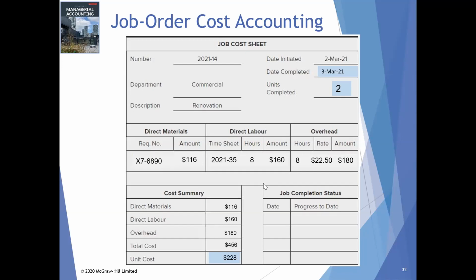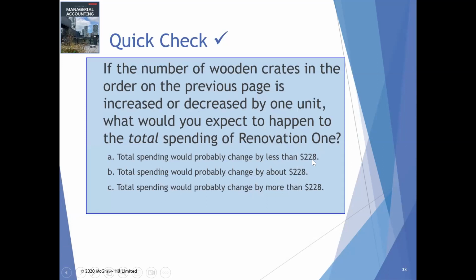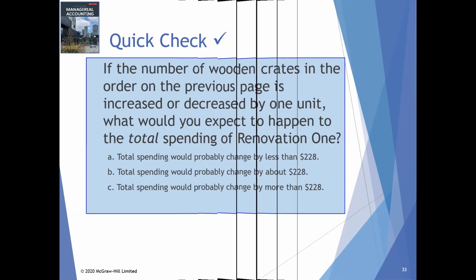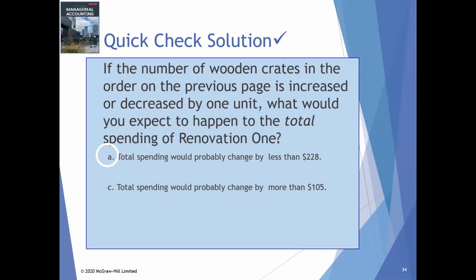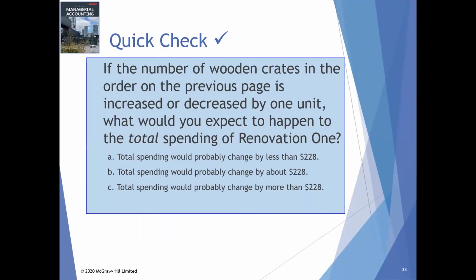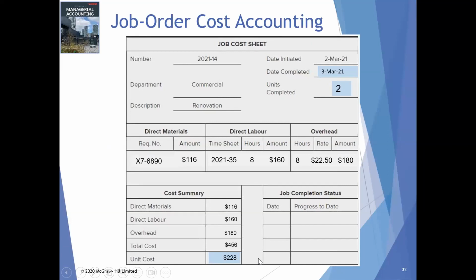Let's see, the answer is definitely the cost will be less. Total spending would definitely change by less than 228. Look at this: 456 divided by 2 is 228. 456 divided by 3 is 152, right? 456 divided by 4 is 114, right? So accordingly that will change.